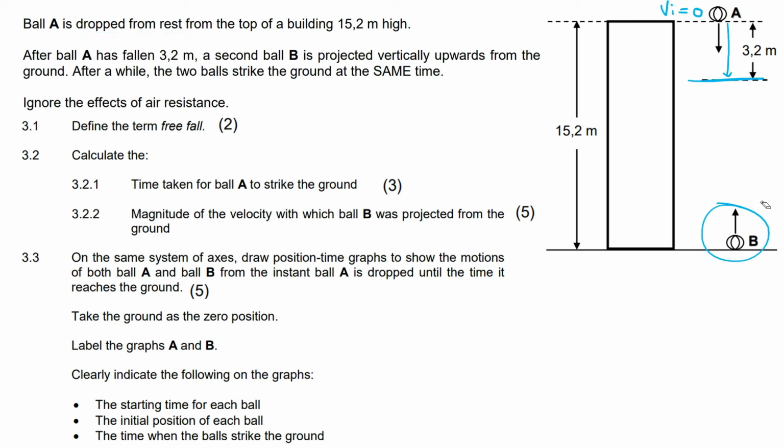Okay, that makes sense. So ball B is going to be projected up, and it's going to start turning, while ball A is coming down, and then eventually they're both going to hit the ground at exactly the same time. So that is a possibility, okay? Now, it doesn't mean that they're going to hit the ground at the same velocity. They're just going to hit the ground at the same moment, okay?